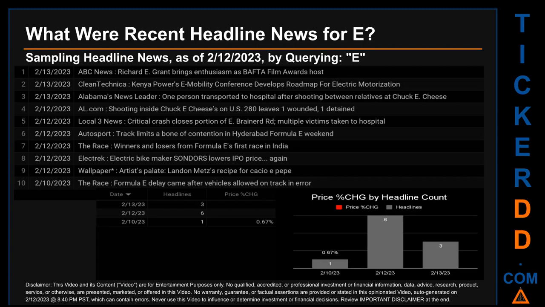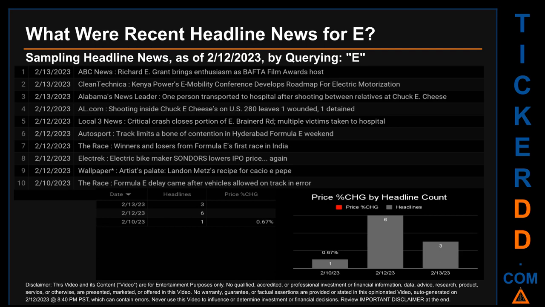Cheese. The oldest publication was on Friday, February 10, 2023, when 2 days ago, The Race published the headline that read, Formula E delay came after vehicles allowed on track in error. Sunday, February 12, 2023 had the most headlines.